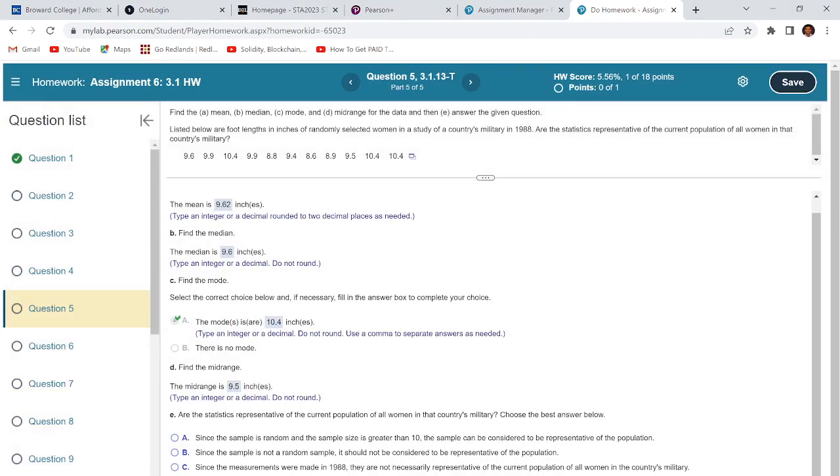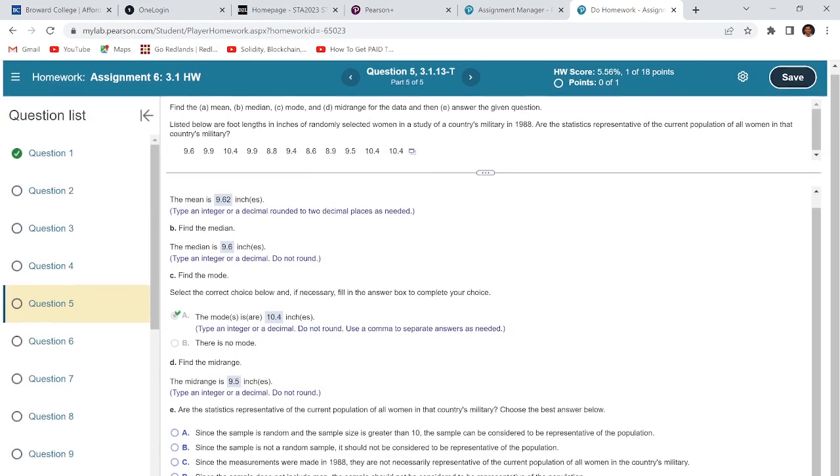So look at here, these are the data from 1988 and we are trying to answer for the current population. So the answer should be no, because it's a time difference, it's a huge time difference.